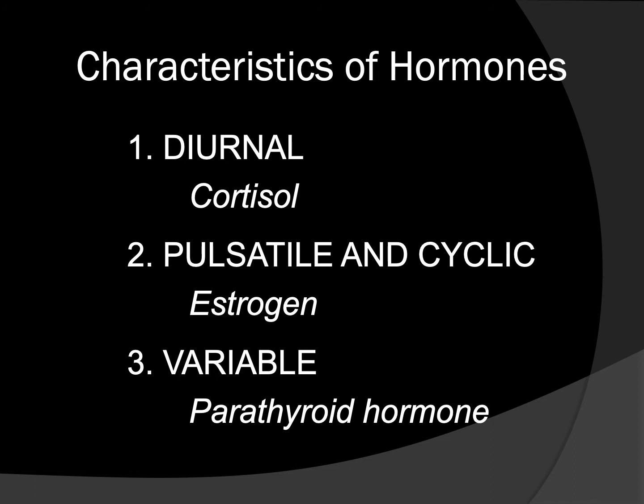Pag sinabi namang pulsatile and cyclic, usually nag-change ang level niya on a monthly basis. A very good example is estrogen, especially in women. Kaya ang mga babae, monthly yung menstrual cycle. And lastly, variable. When we say variable, the level of hormones change depending on other factors. Parathyroid hormone levels change depending on the calcium level in the blood.